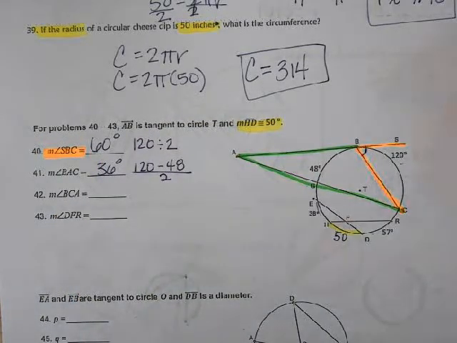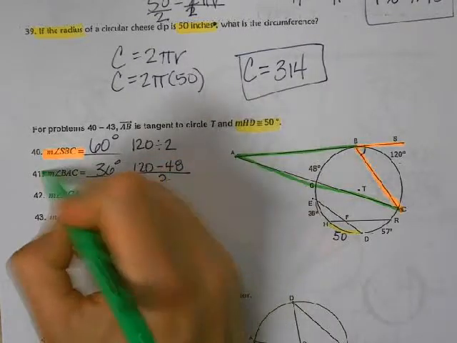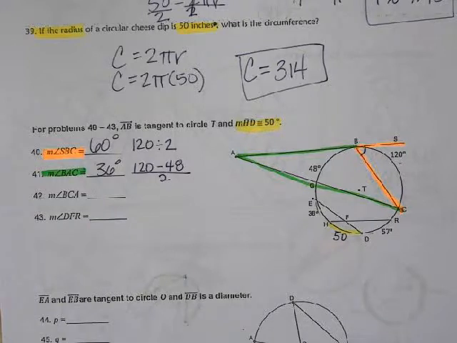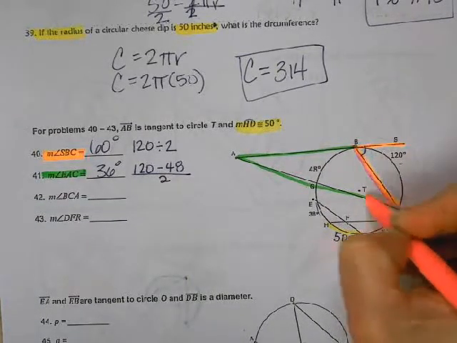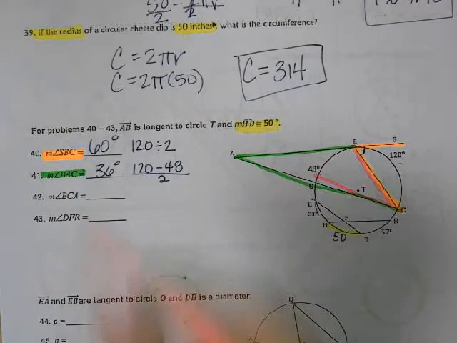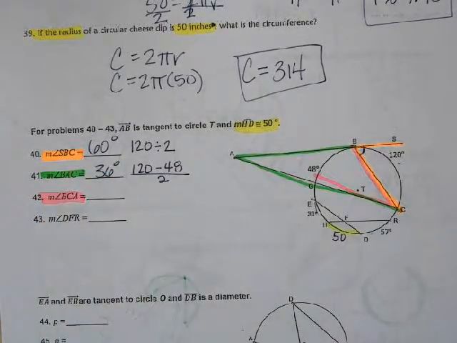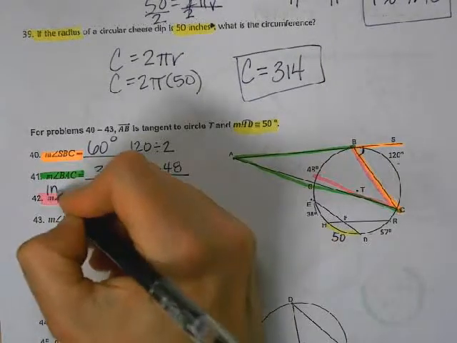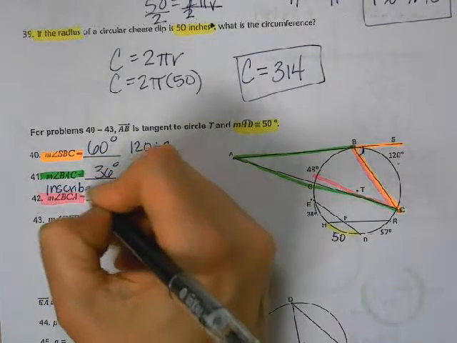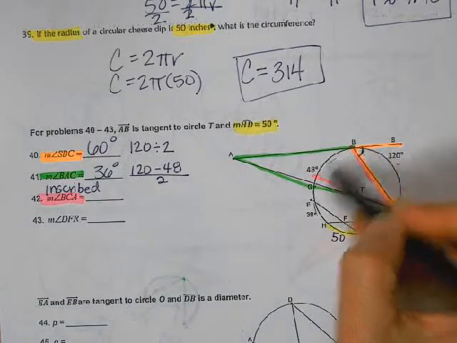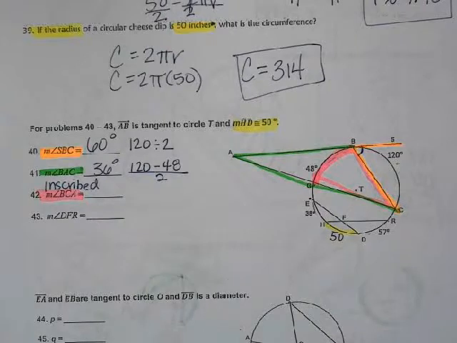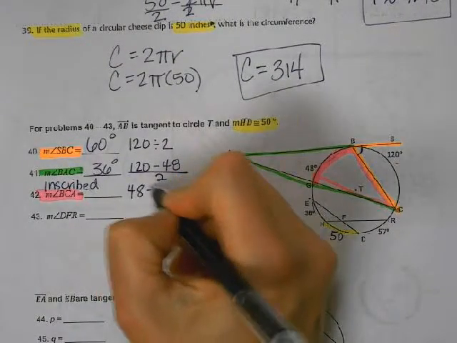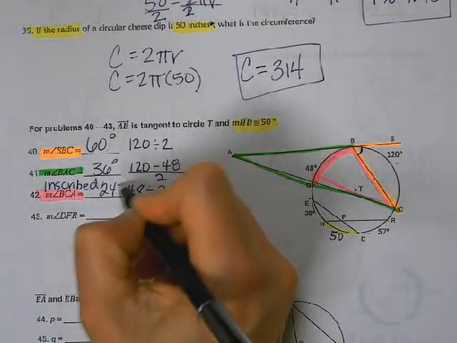Now they want to know BCA. Whoops, I forgot to color that one green. So you knew where to look. BCA is an inscribed angle. So it's going to be half of the arc that it intercepts. So it's going to be half of that 48. So that's 24.